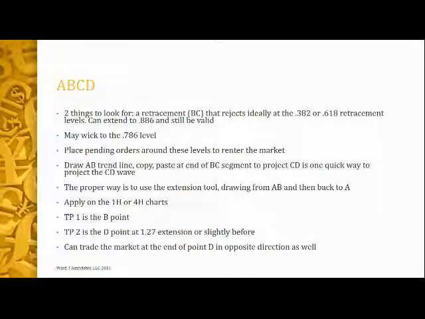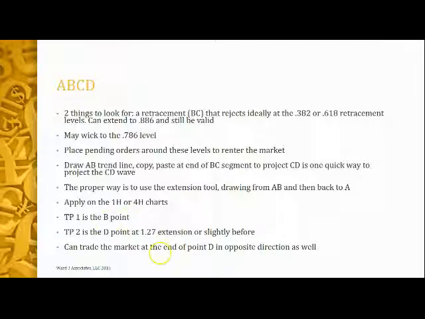Two things to look for. You want a retracement that rejects ideally at the 382 or the 618 retracement fib levels. It can extend all the way to the 886 and still be valid. It may wick to our sweet spot of the 786 level, which is great. Okay, so we place pending orders around these levels to re-enter the market and continue the trend.